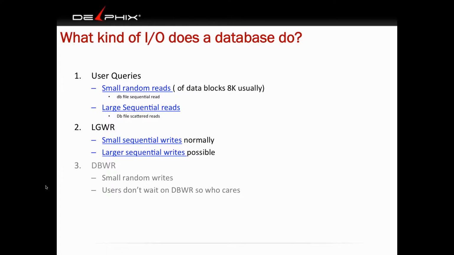But what load am I going to put on it? So what does the database do? Three things the database does. We have user queries, so we do small random reads, or we do large sequential reads. Two, we have the log writer that's doing small sequential writes, or it could possibly be larger sequential writes, depending on the load. And finally, you have the database writer doing random single block writes. But I sort of grayed out the database writer because I don't really care about it as far as performance goes. Users aren't waiting for that. Users are going to be waiting for their reads, and log writers are doing commits.